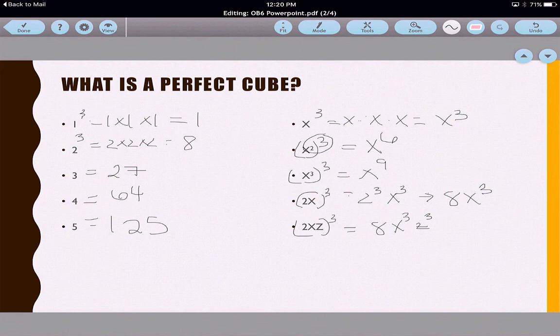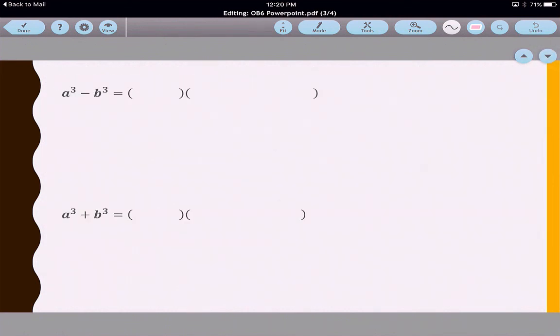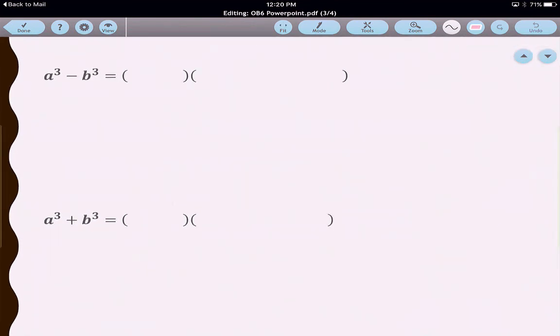What is nice about these perfect cubes, or the sum or difference of perfect cubes, is that we have formulas for them. So if we're given a cubed minus b cubed, in order to factor it, it's just a minus b as a binomial term, and then we're going to have a trinomial term in the form of a squared plus ab plus b squared.